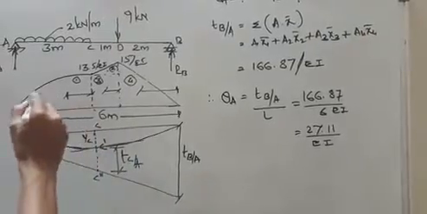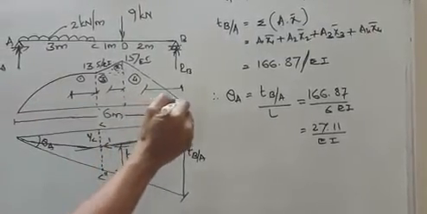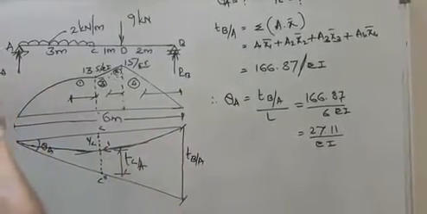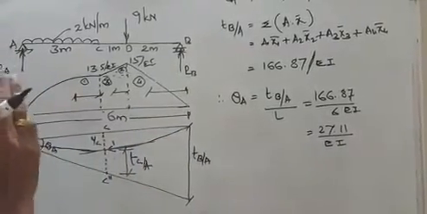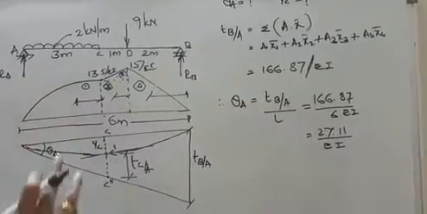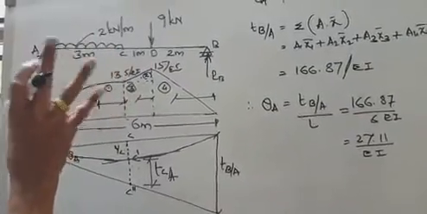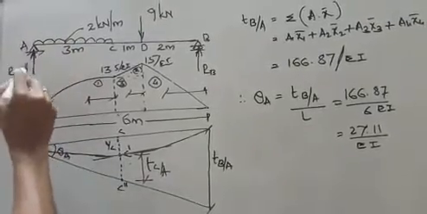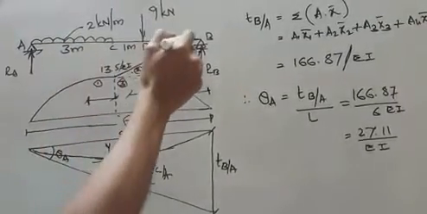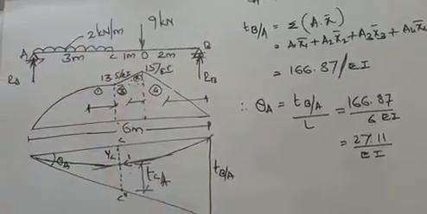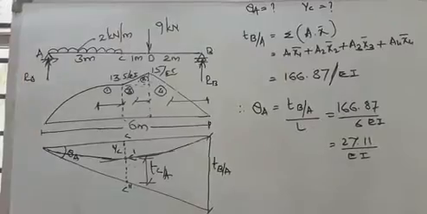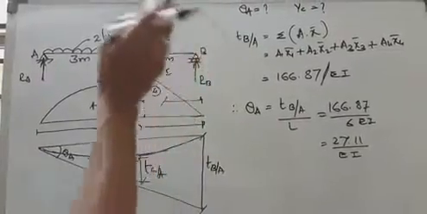So after calculating the areas and distance of CG with respect to B, now let us calculate TBA, because here theta A cannot be directly calculated. From theorem number 1 of moment area, the change in slope between any 2 points will be given by the area between those two points. Now here we don't know anywhere the slope is 0, but in a cantilever the slope at the fixed end was 0, so you used to take the area between the point where you are calculating the slope and the fixed end.